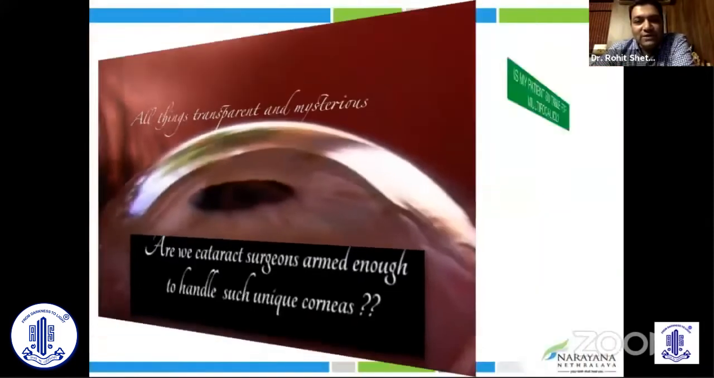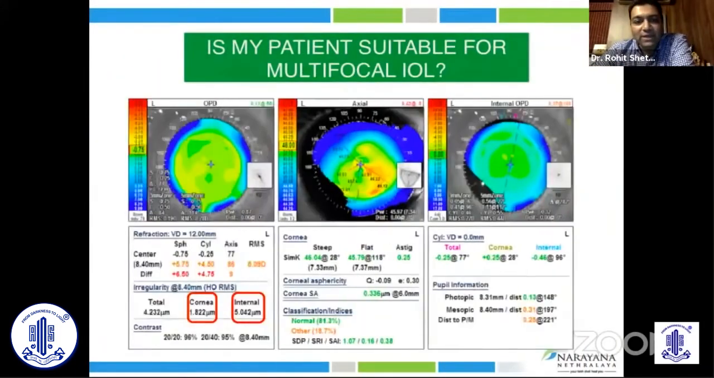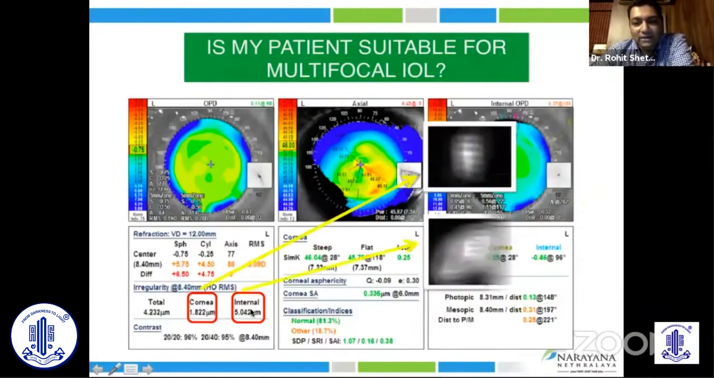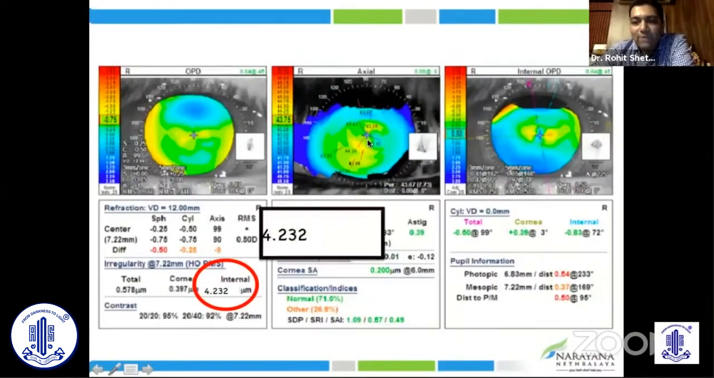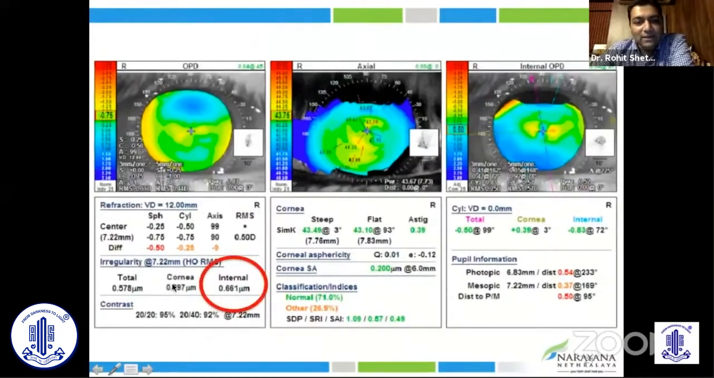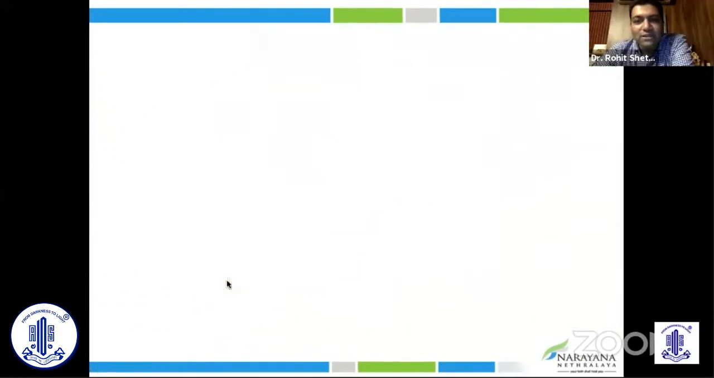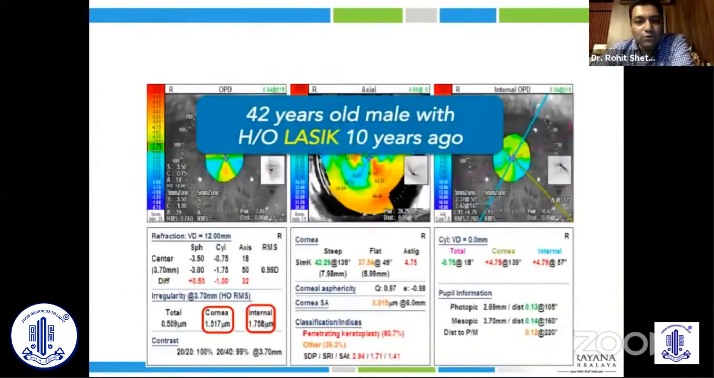The cornea is very mysterious, and that's where it's very important, because many times, like I said, is my patient suitable for multifocal? You can see that the corneal aberrations are really high here. And at one go, you know that he's not suitable for multifocal. Internal aberrations are because of cataract, and in this patient, the corneal aberration is normal. It's only the internal. So even though the cornea looks a little irregular, you are suitable for multifocal lenses. And here, both are normal, so you can choose based on what you want. So virtually it gives you one set of printout, which tells you what to do.